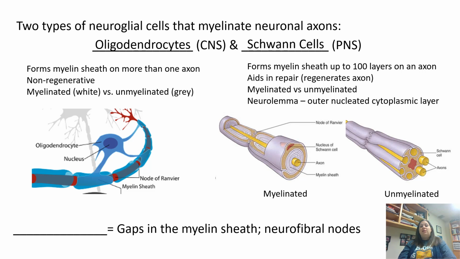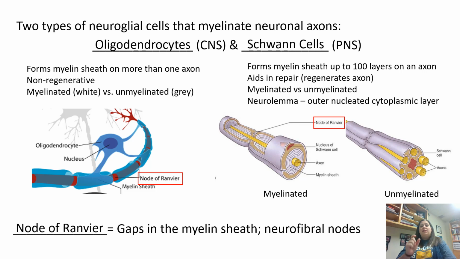On the Schwann cells, they are going to form the myelin sheath for up to 100 layers on an axon. This is going to aid in repair and regeneration of the axon, so they actually can do some regeneration when we're talking about the peripheral nervous system. They also are going to have a myelinated and unmyelinated area, again with the white matter and the gray matter. And remember, this is the neural lemma, or the outer part of the cytoplasmic layer of the cell.